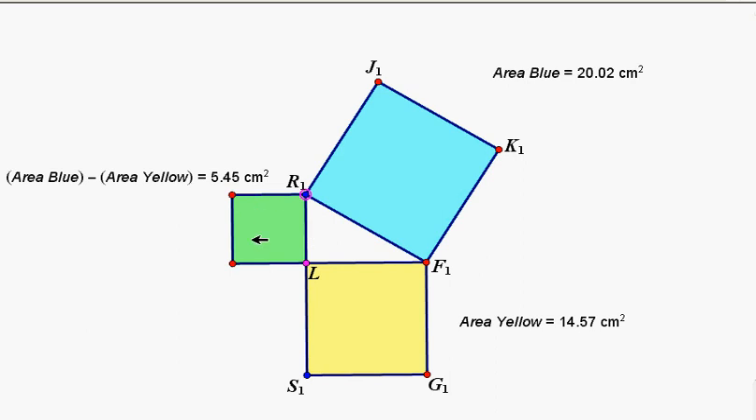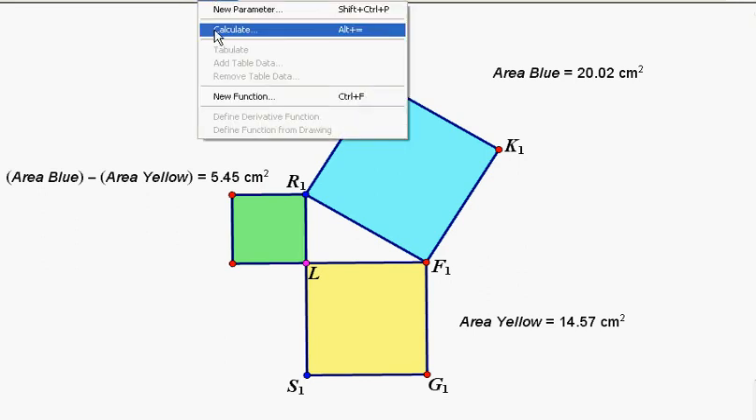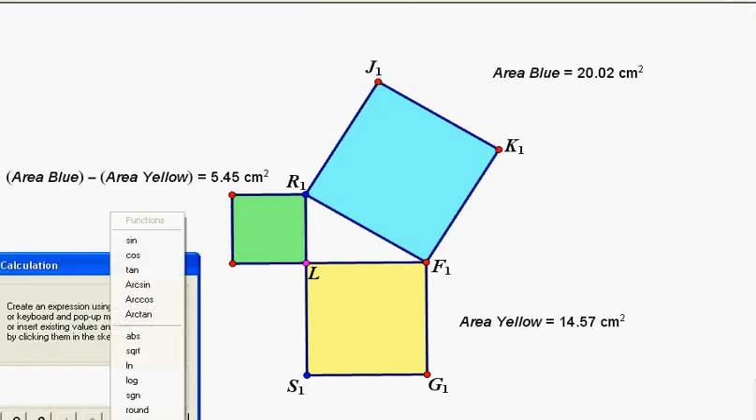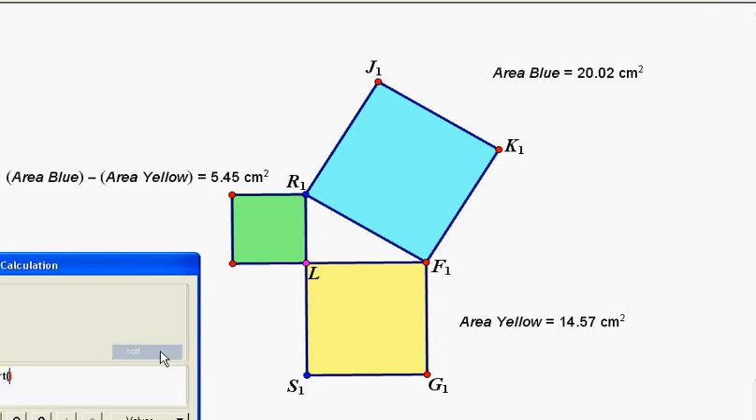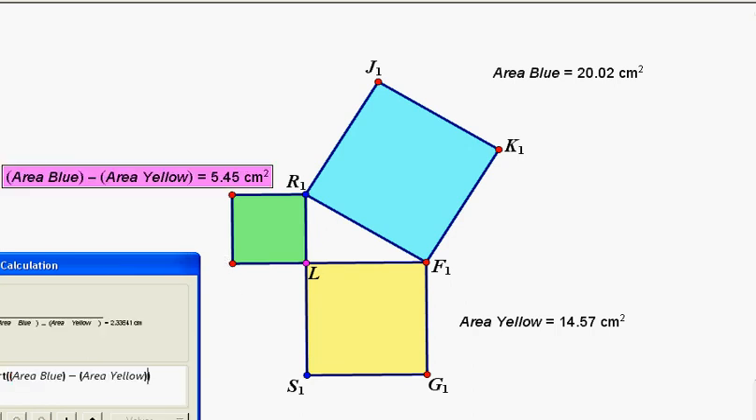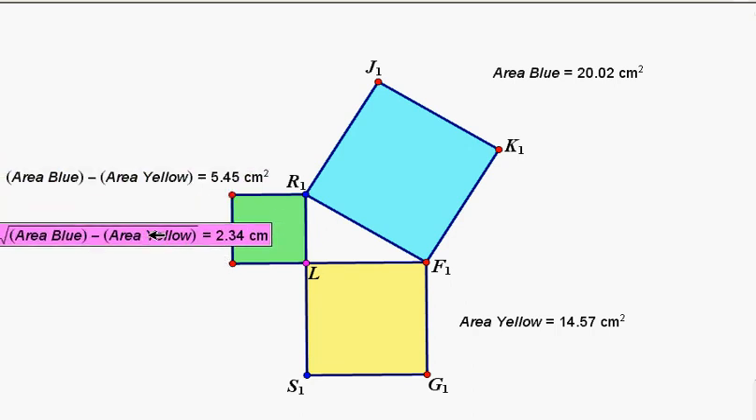Now, I didn't want to find the area of the green. I wanted to find the length of this piece here. So the symbol that I need to use is my square root symbol. So I'm going to find the square root of this green box, and I'm just going to have the computer do that. So I go up to the number, I ask it to calculate. I want to find the square root of this number here, and it calculates that for me.